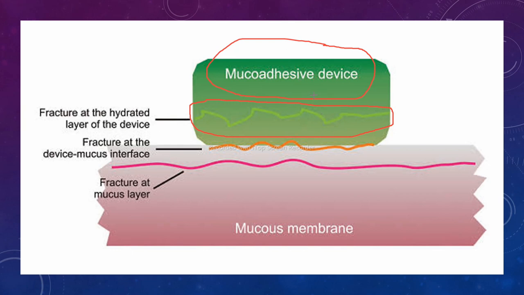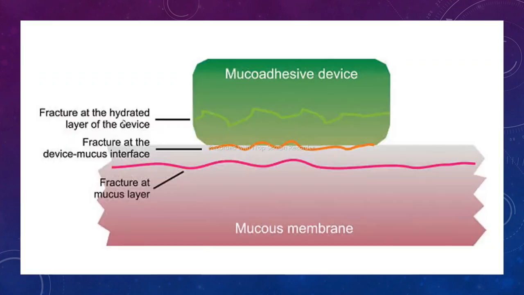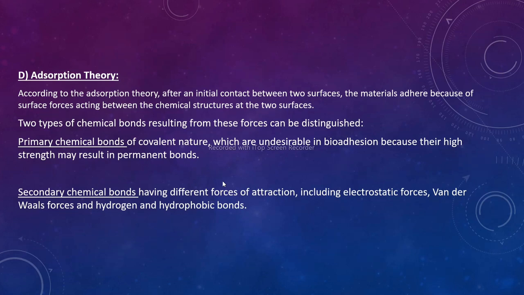This is your drug material, this is your mucous membrane. Now on both sides there will be a fracture. That amount of fracture is considered as the possible reason for this mechanism. So the force required to fracture both surfaces will define how much adhesion has taken place. Okay, that's it. Now the last one is adsorption.